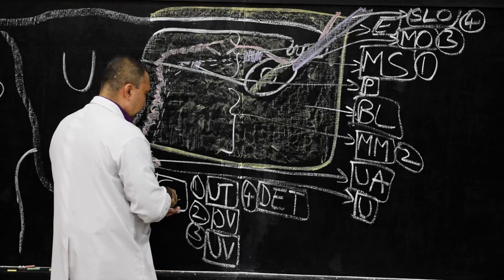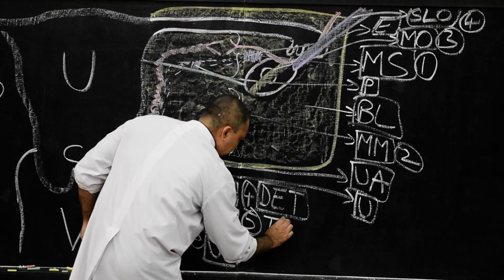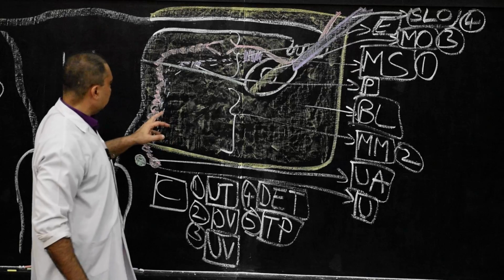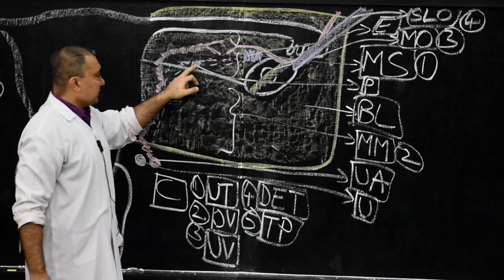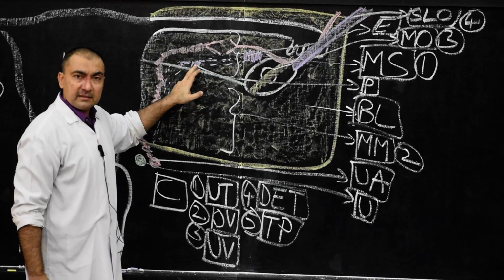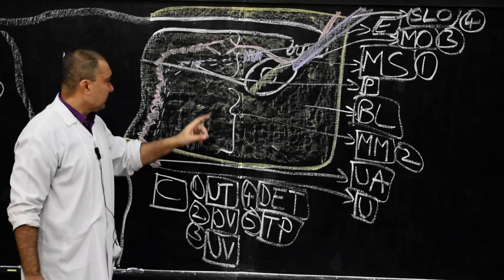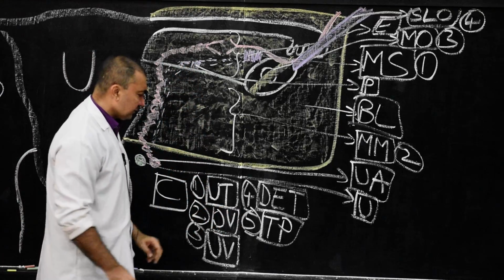Then content number 5 will be the tubules of paroophoron, and these tubules of paroophoron will be located where? Just between the ovary and the lateral wall of the uterus, tubules of paroophoron, and they are the remnants of the distal mesonephric tubules. That is content number 5.